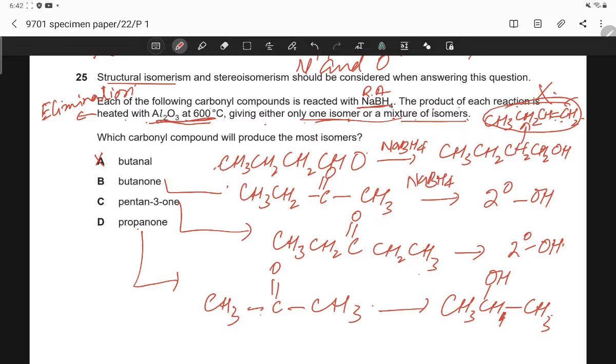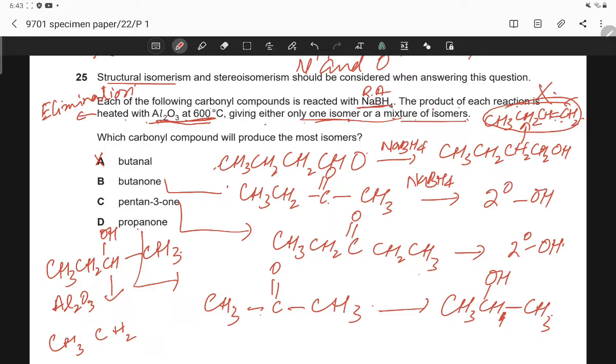And butanone. So in case of butanone, CH3, CH2, CHOH, and CH3. So when reacted with aluminium oxide, Al2O3 at 600 degrees centigrade, CH3, CH2. So two types of compounds are formed.